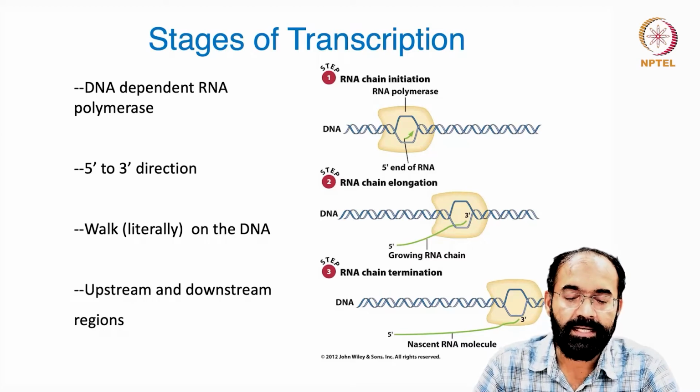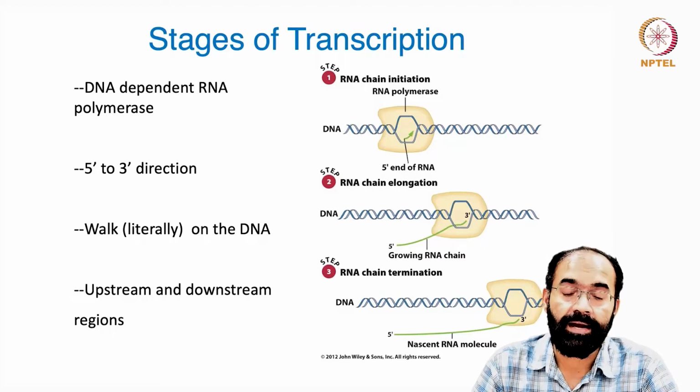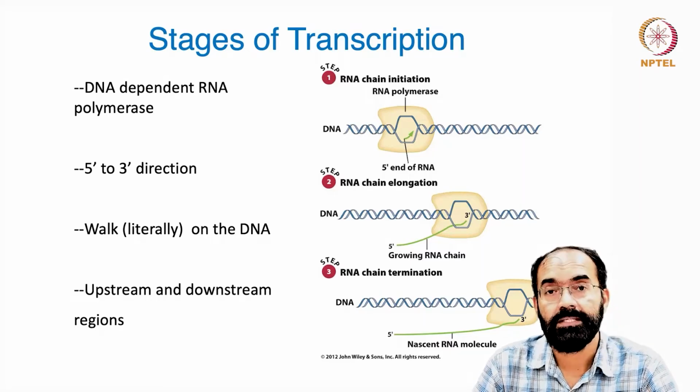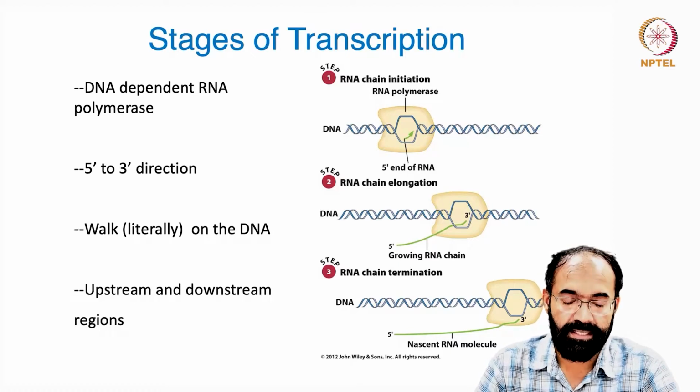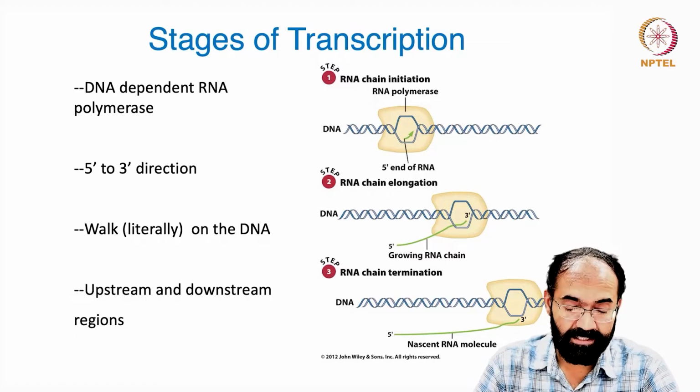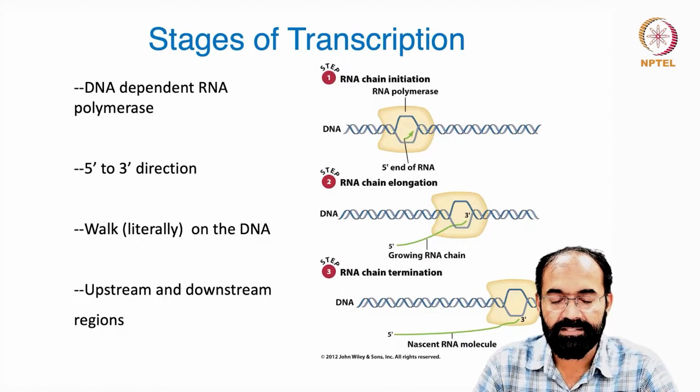So the RNA polymerase initiates an RNA chain, and that is called RNA chain initiation. And then comes the RNA chain elongation, that is the second step in the RNA production or the mRNA transcription. And the third step is the chain termination.